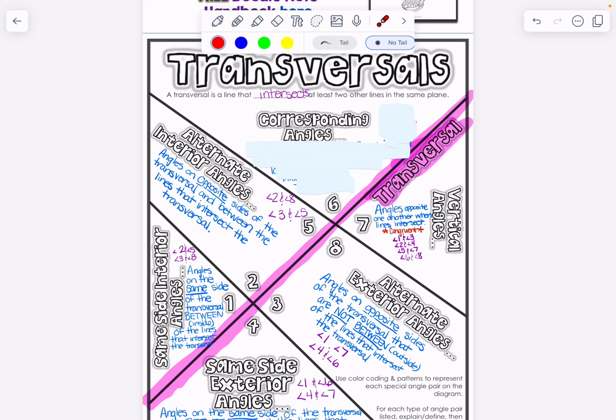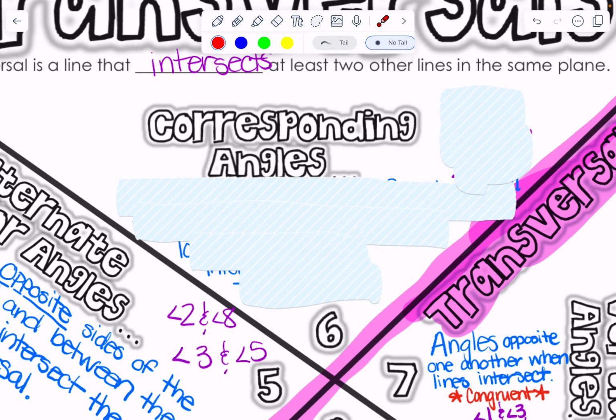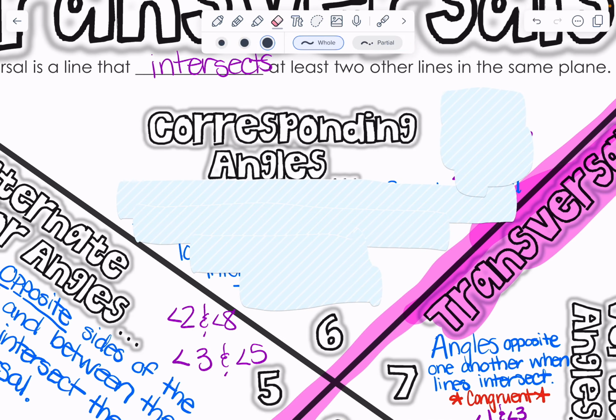exterior angles. We have one more type of angle to talk about, and then we're going to talk about what happens if we have parallel lines intersected by a transversal. So we're going to talk about corresponding angles. That'll be our last relationship that we're going to talk about today.